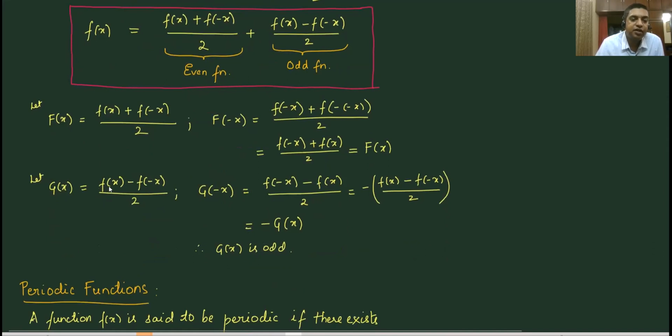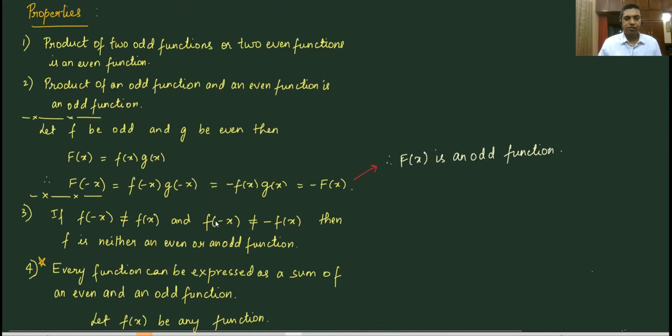Now g of x you write as f of x minus f of minus x by 2. You replace x by minus x, you will get f of minus x minus f of x upon 2. With a negative sign, you get the same as g of x. So this component is even, this component is odd.